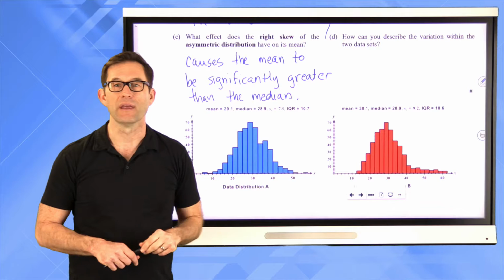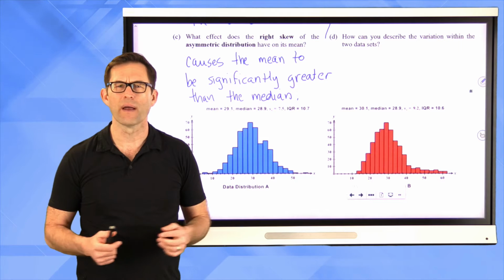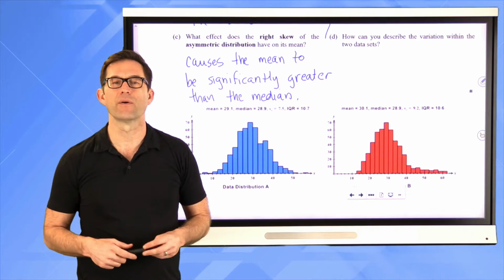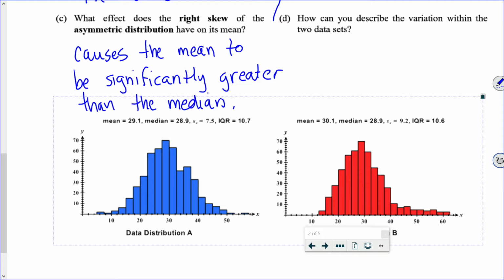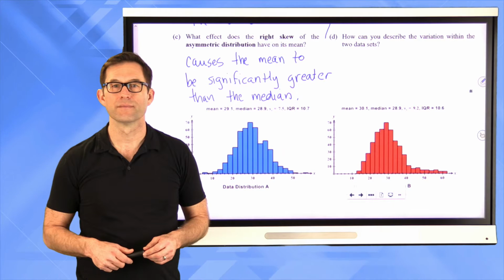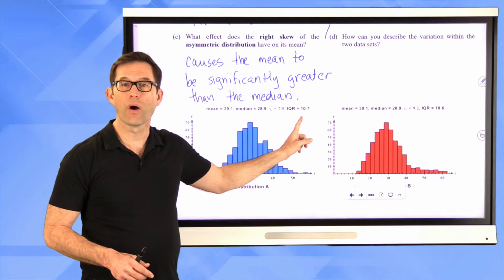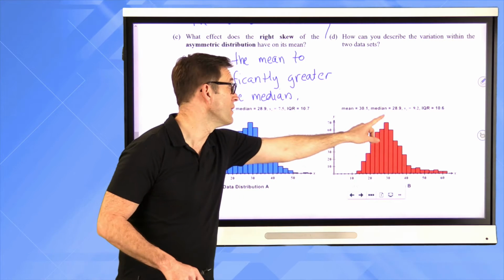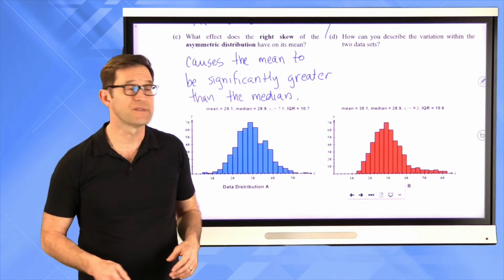Let's take a look at letter D. How can you describe the variation within the two data sets? All right, well, this is kind of interesting. Think about this a little bit and look at the measures of variation that we've been given. All right, well, if we look at the IQRs, the IQR here, which is a measure of variation, is 10.7, and here it's 10.6. So the middle 50% of the data has roughly the same variation.